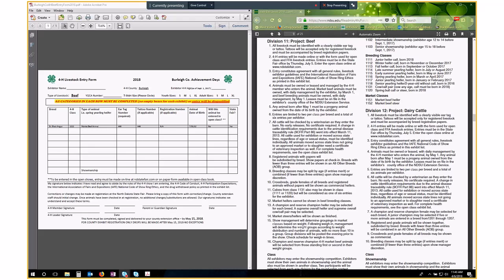Hi all, I just wanted to explain briefly how to fill out your livestock entry form. I'm just going to use the beef form as an example. All of the other forms are very similar, just with different species information.